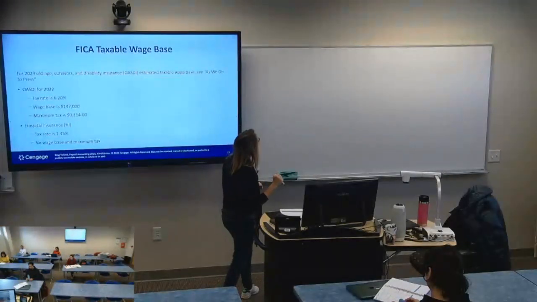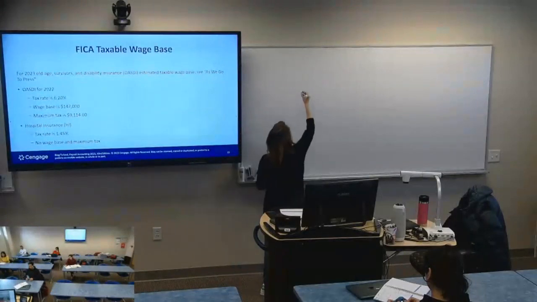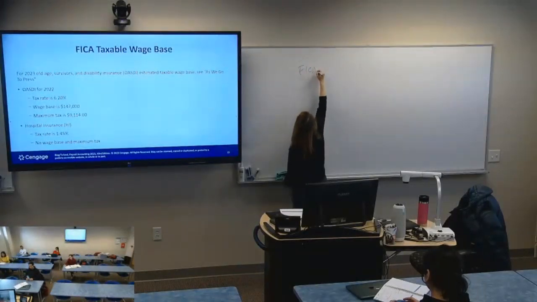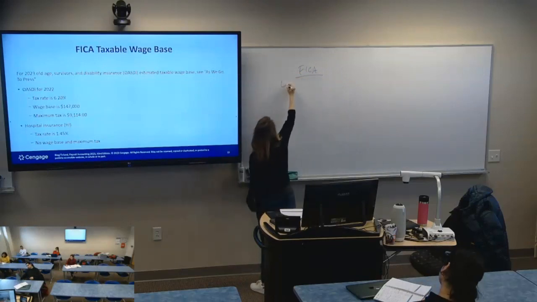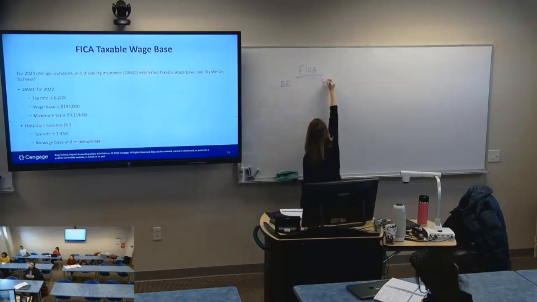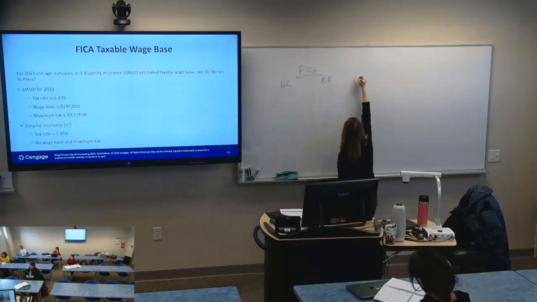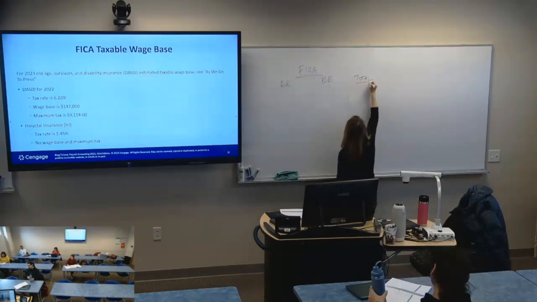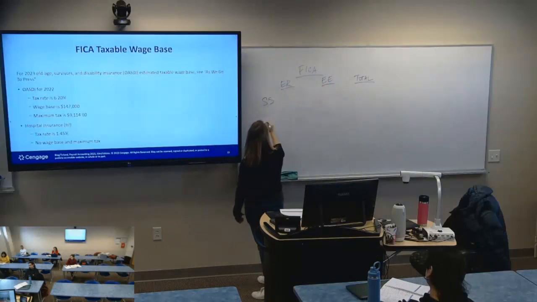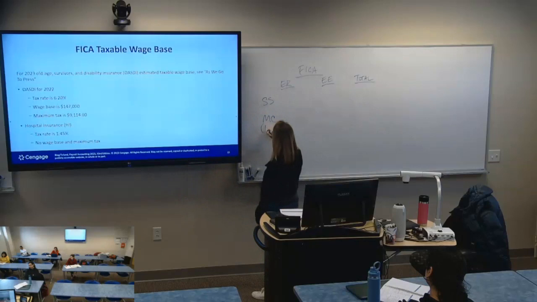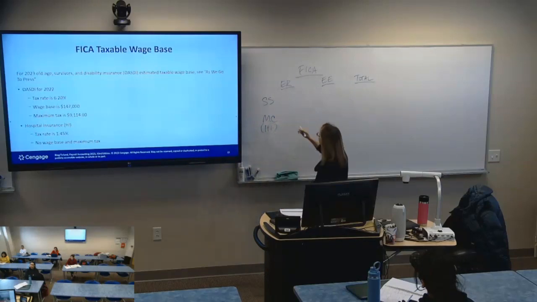So let's see here. We've got FICA here. And if we think of this as a chart, let's do the employer, ER, employee, and total. We've got two different types of tax. We've got Social Security, and we've got Medicare, otherwise known as health insurance. Put theirs down. The employee pays 6.2%. The employer also pays 6.2%.